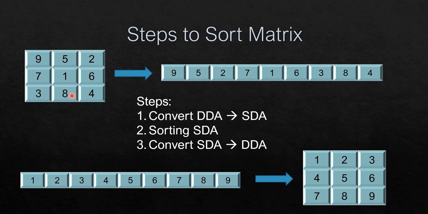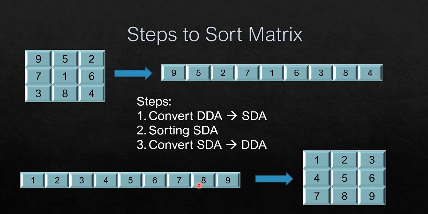Now we are coming to the important part: how to sort the matrix. There are different methods of sorting the matrix. What I am going to teach you is to convert this double dimensional array into a single dimensional array. So convert the DDA, that is double dimensional array, into a single dimensional array, and then sort the single dimensional array.